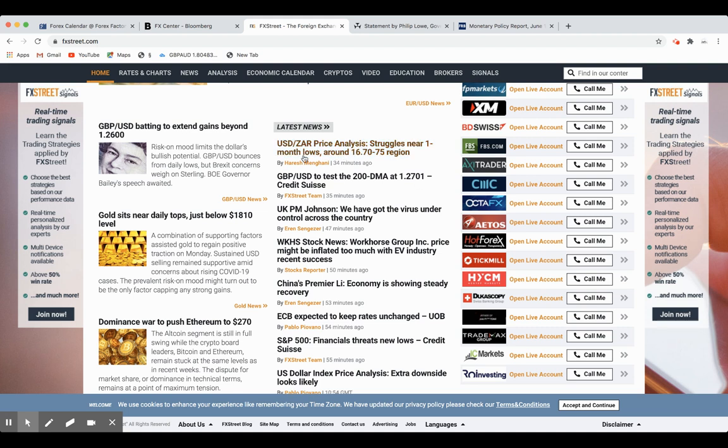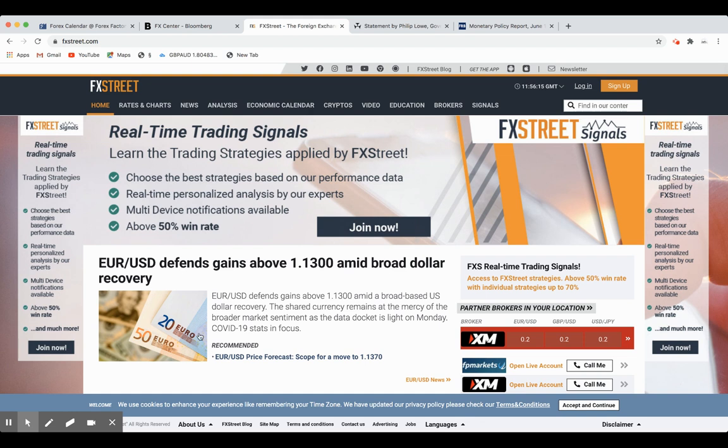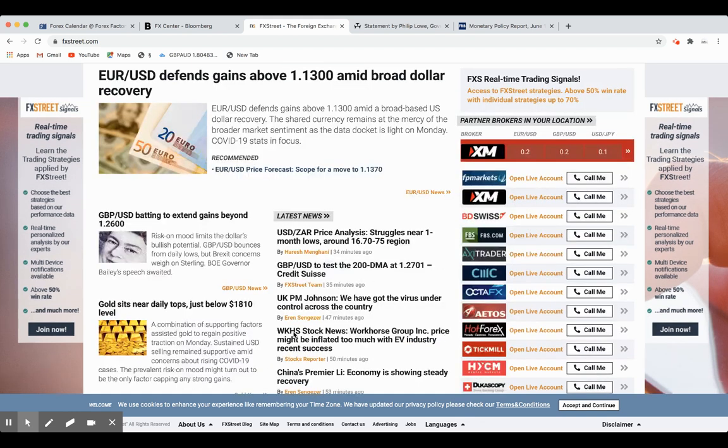USD ZAR price analysis, GBP USD to test the 200 DMA. Okay, all of this, to be honest, is not going to be valuable for you. It's probably just going to distract you from your own analysis, distract you from the actual monetary policies and overall trend, and also distract you from your own technical analysis when you've done it. So I would like to say, when it comes to these individual articles about currencies and where they're going to go next, probably don't get too involved with those, okay?